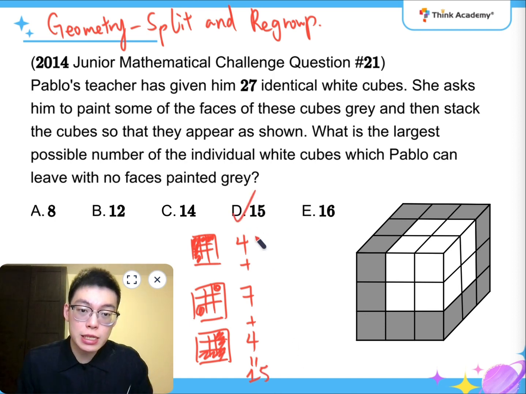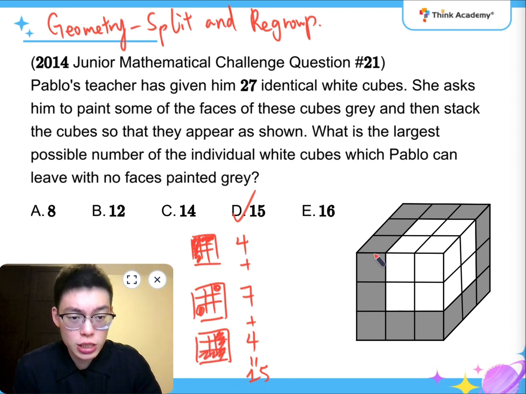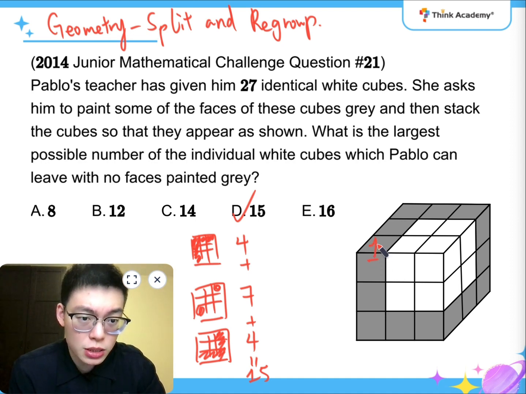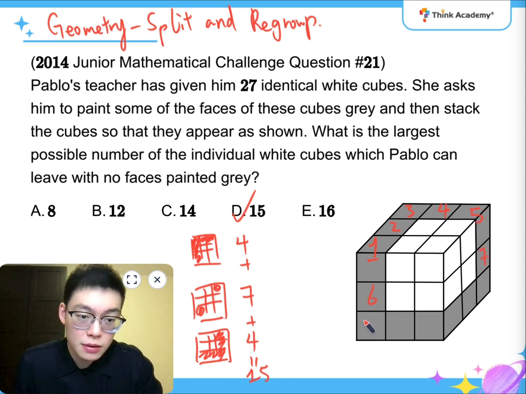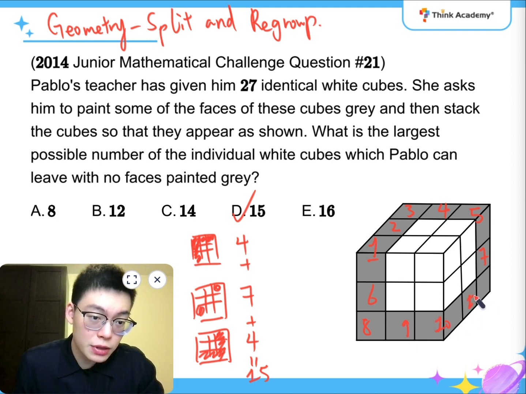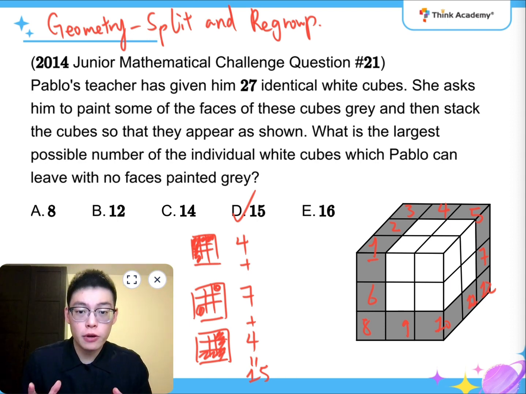And also a simpler way to do it. So this is like splitting and regrouping, but actually there is a simpler way. The simpler way is that you just need to count the number of boxes which you can see to be gray. 8, 9, 10, 11, 12. So there are 12 cubes that are painted gray.